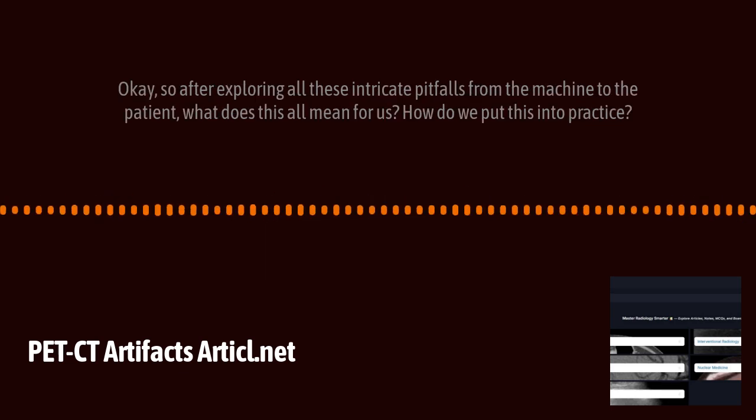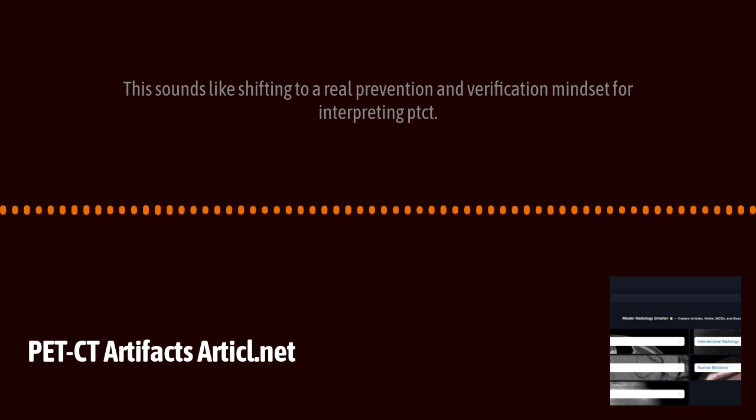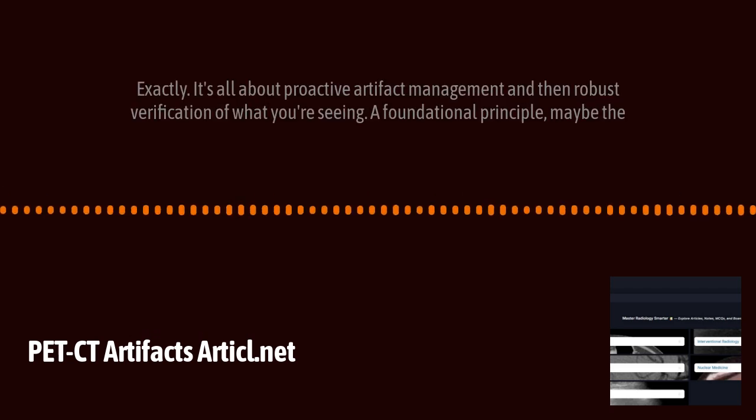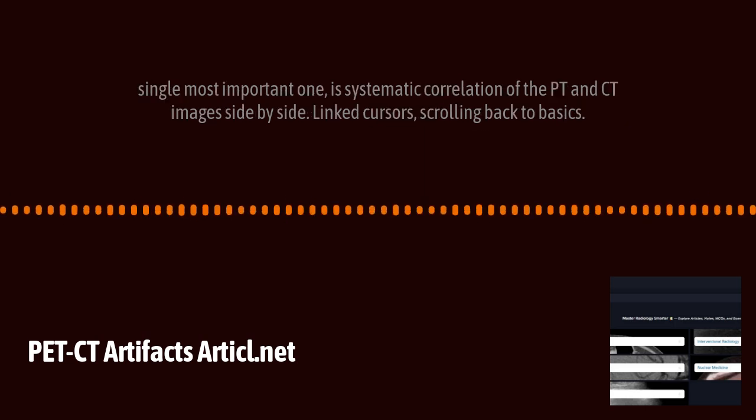Okay, so after exploring all these intricate pitfalls, from the machine to the patient, what does this all mean for us? How do we put this into practice? This sounds like shifting to a real prevention and verification mindset for interpreting PTCT. Exactly. It's all about proactive artifact management and then robust verification of what you're seeing. A foundational principle, maybe the single most important one, is systematic correlation of the PT and CT images.